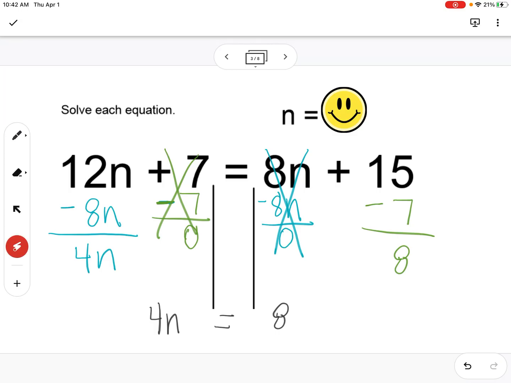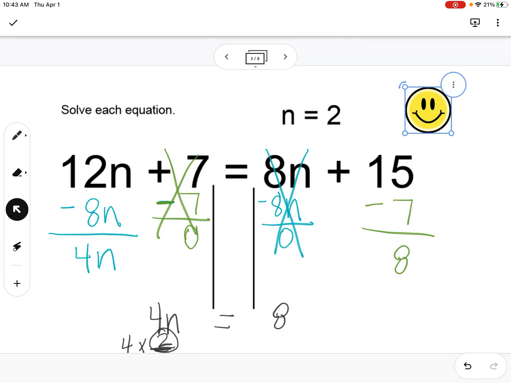My goal was to have the number on one side and the variable on the other. So here's my number and here's my variable. I've succeeded in that. From the problem we just did, I can remember that this really means multiply. So in my head, I'm thinking 4 times what equals 8? You're right, 2. 4 times 2 is 8. So my answer for my variable is n equals 2. We've just solved it.